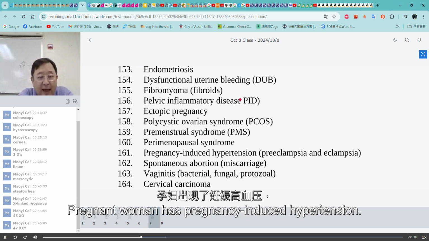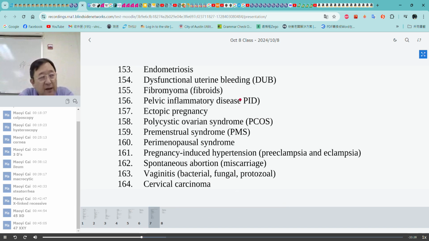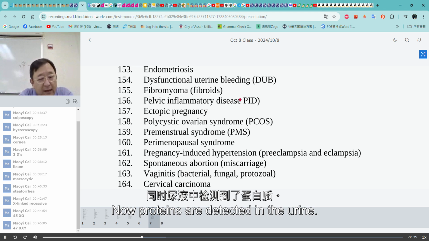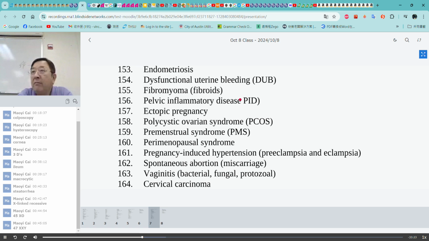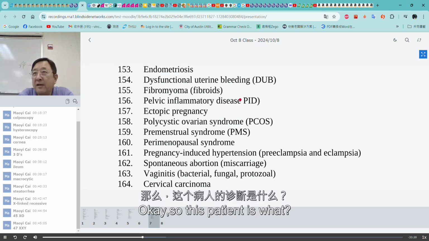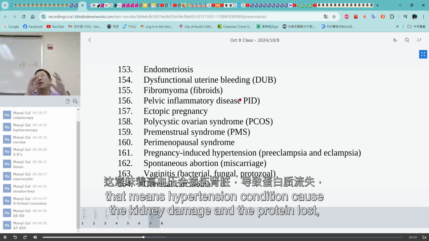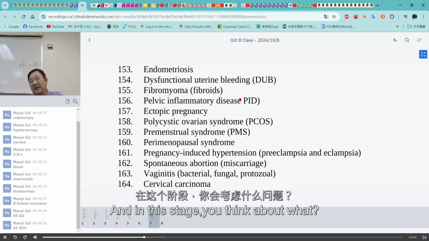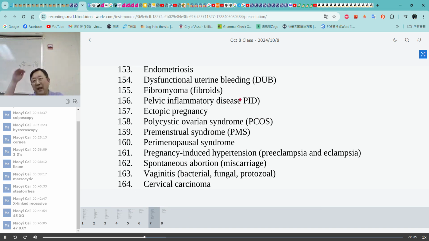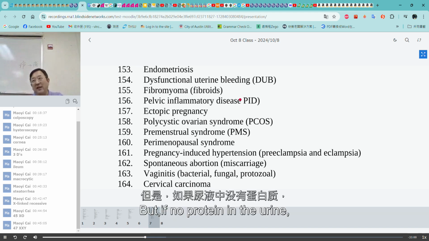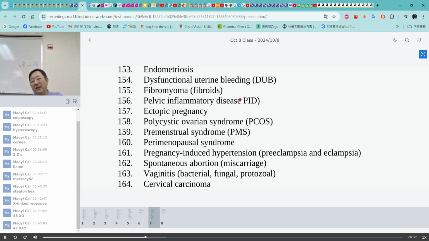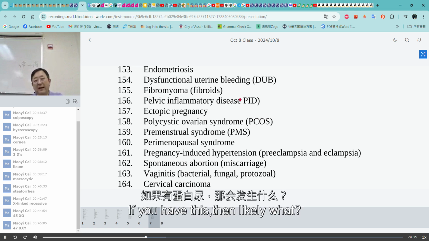A pregnant woman has pregnancy-induced hypertension. Now proteins are detected in the urine. So this patient is having what? Preeclampsia. What's the relationship? Well, that means the hypertension condition caused kidney damage and the protein lost in the urine. And in this stage, you think about what? It may trigger the seizure. It's kind of a relationship. But if no proteins in the urine, you don't have this risk. If you have this, then likely you will have a seizure.